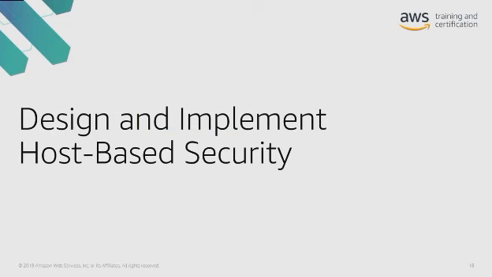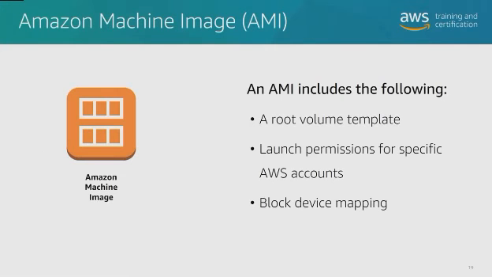Next topic, designing and implementing host-based security. So this is dealing with security from the operating system on up. First place we look is the Amazon machine image itself, because this is where we actually install the root volume template, as well as any launch permissions that might be involved, block device mapping. This is where you get to set up those configuration elements.